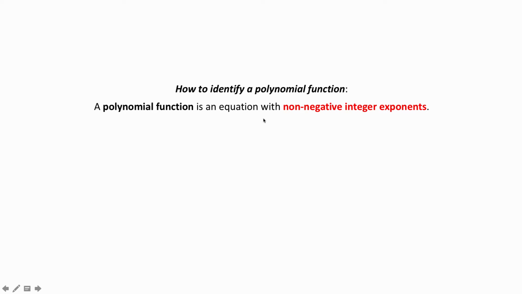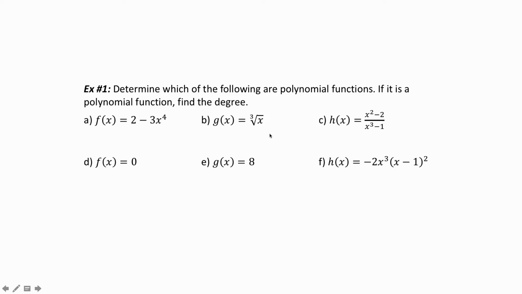So let's take a look at an example of identifying a polynomial function. So in this example, we want to determine which of the following are polynomial functions. And if they are a polynomial function, we want to find the degree. Now when we're talking about the degree, it's just the highest power of x for any given term.